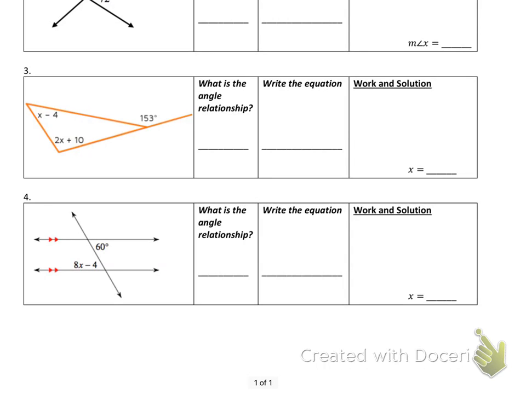Okay, were there questions on the first two? Okay. Now we get to ones where the algebra gets a little bit more complicated. The first thing we want to do is identify our angle relationship. So what would you call this? If you have your 153 right here, your x minus 4 and 2x plus 10, what would you call that? EAT. Exterior angles of a triangle.